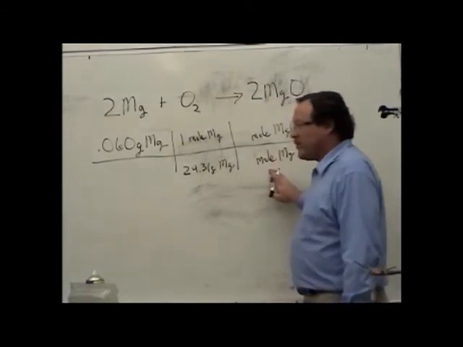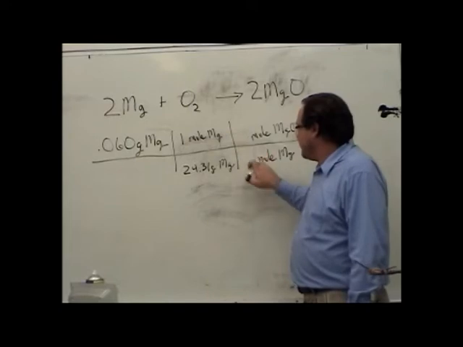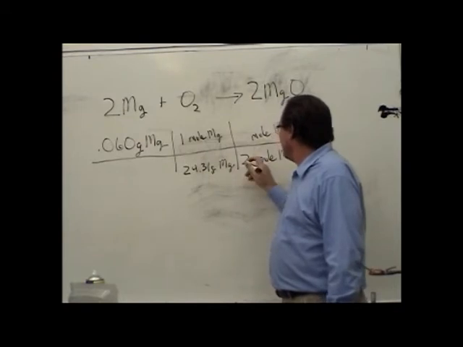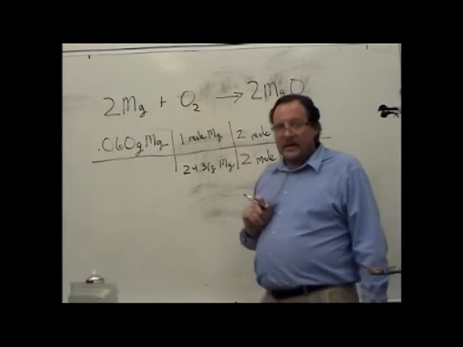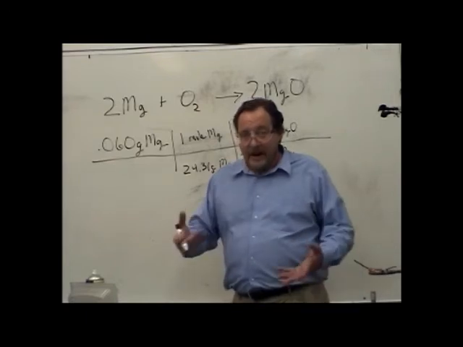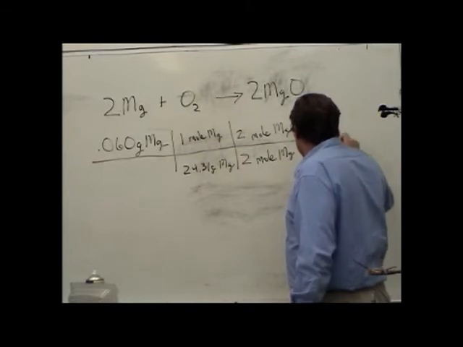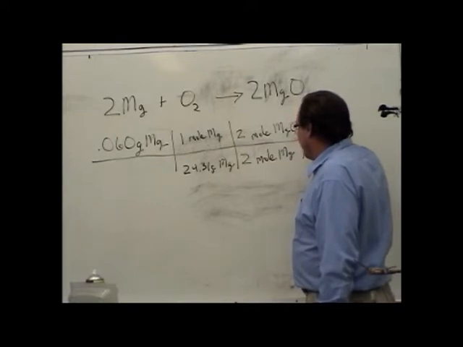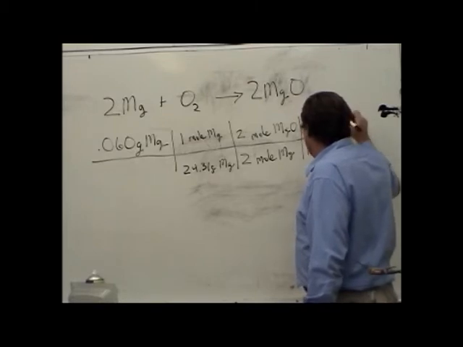Now, whenever we have moles over moles, we need to find the numbers from the balanced equation to plug in there. So I have 2 moles of magnesium, so I'm going to put a 2 in front here. I have 2 moles of magnesium oxide, so I'm going to put a 2 here. Finally, I need to convert my moles of magnesium oxide into grams of magnesium oxide. So 1 mole magnesium oxide goes here, and on top I'm going to have 40.31 grams of magnesium oxide.